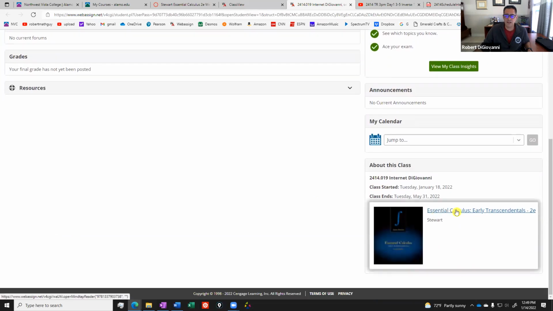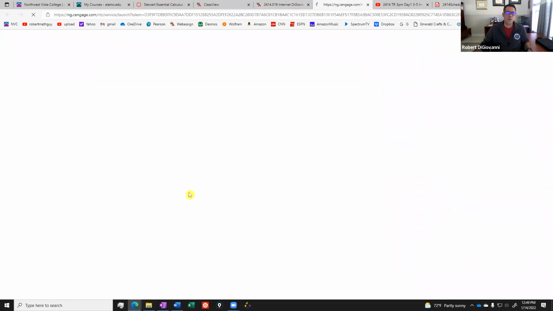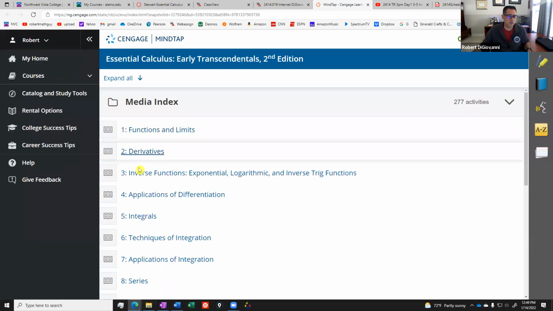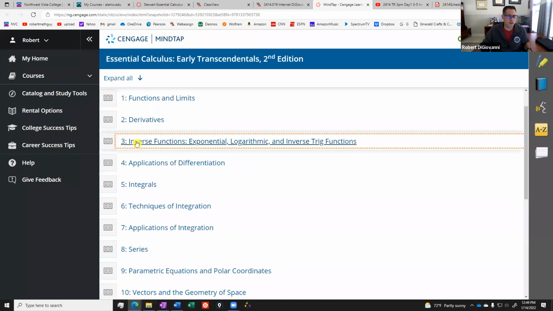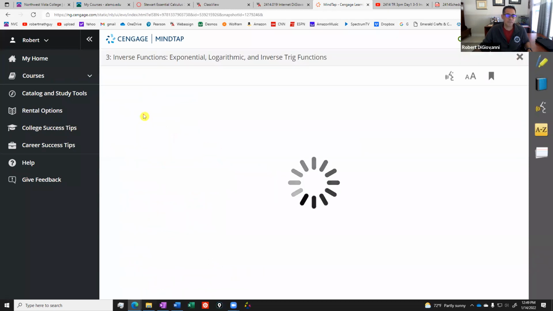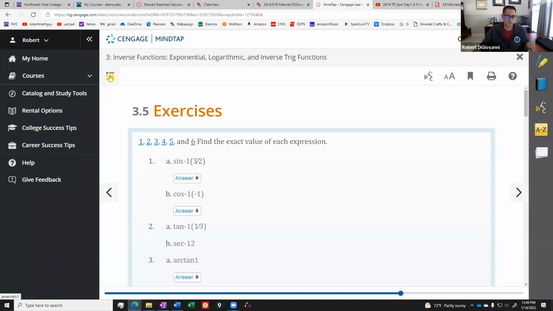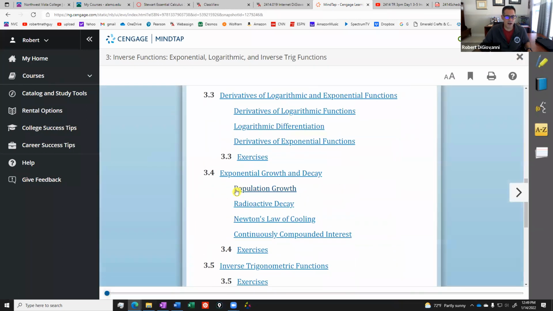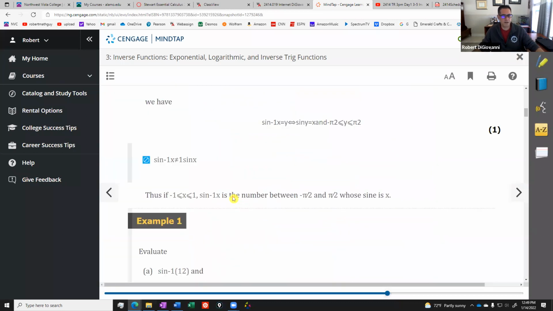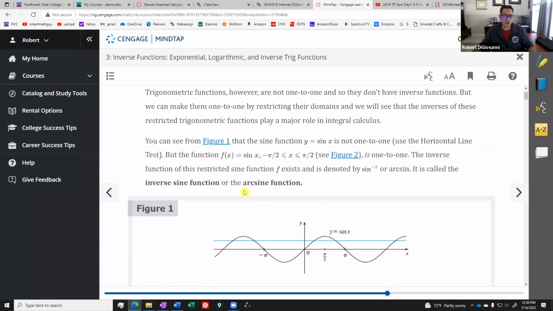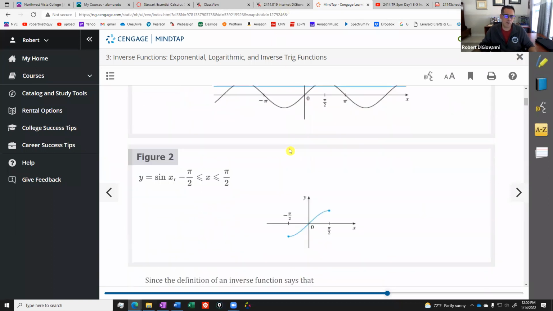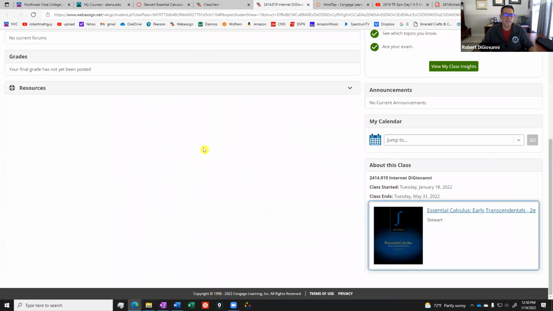But down here is a link to the ebook. So if you open up the ebook, you can get to the textbook. So let's go to chapter 3, section 5. Let me go to the beginning of it right there. So here's chapter 3, section 5, and there's your electronic version of the book. If you want to read through it, you can.